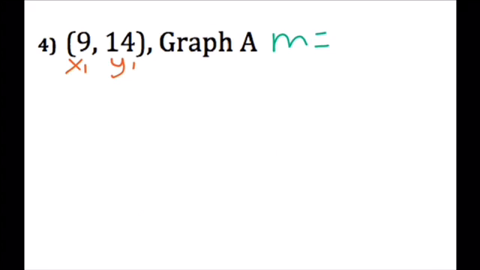The slope in graph A is -3/5. Since the slope in graph A is negative, our slope is going to be positive. And the reciprocal of 3/5 is 5/3. So I'm going to use the slope a positive 5/3.